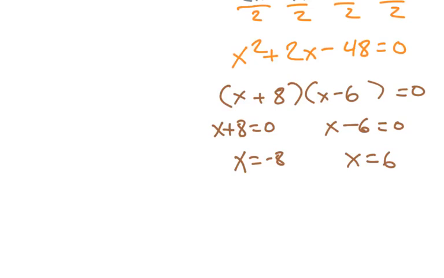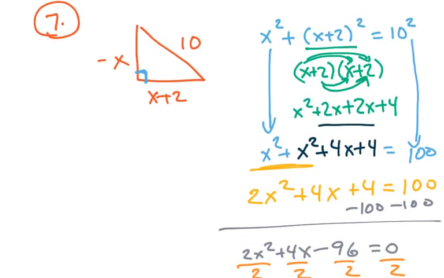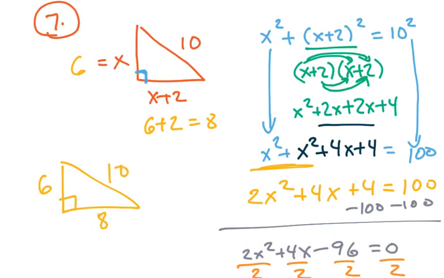However, the negative 8 goes out because we're talking about a distance, and so we now know that x is 6, which means that this distance is 6, and this distance is 6 plus 2, or 8. So our triangle is actually a triplet here, 6, 8, and 10. And there's my answer.